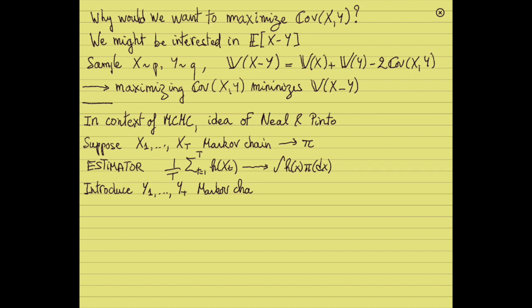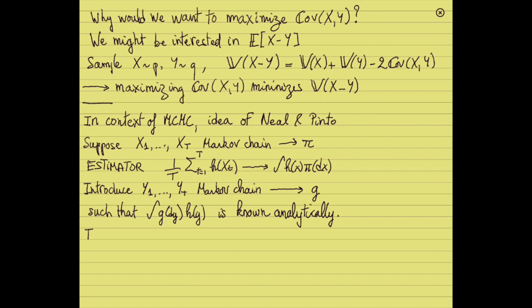denoted by y, a Markov chain as well, this one converging to another distribution, denoted by g. For example, we can think of g as an approximation of pi. But we will choose g to be a distribution that we know the expectations of. So we will assume that the expectation of h with respect to g is known analytically, so we can compute it without any error.